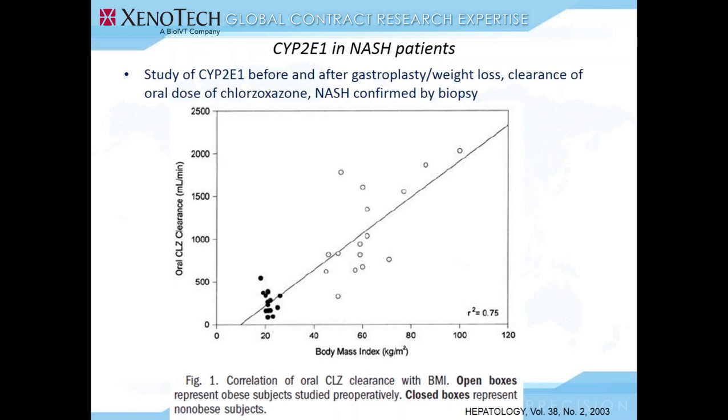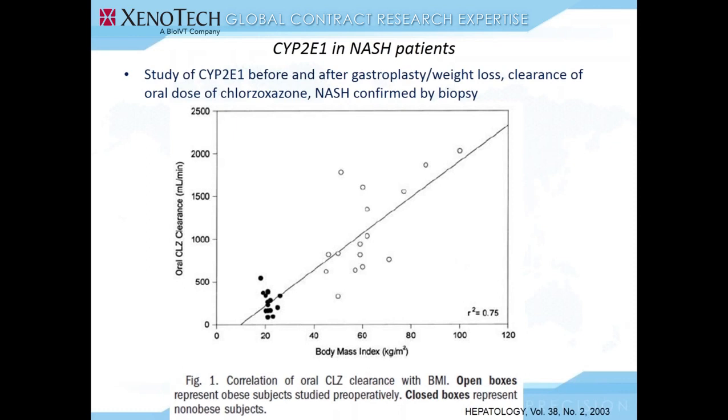In this graph, we see a relation between body mass index, BMI, and clearance of an oral dose of chlorzoxazone. Normal controls are indicated with solid symbols, and the BMI is between 20 and 25, which is the desired range, while patients in this group are severely obese. The BMI ranges between, say, 45 and close to 100.